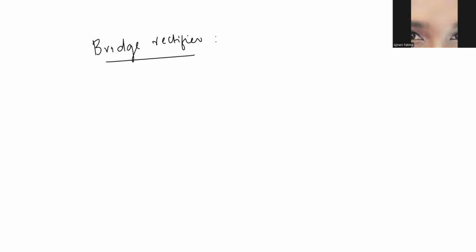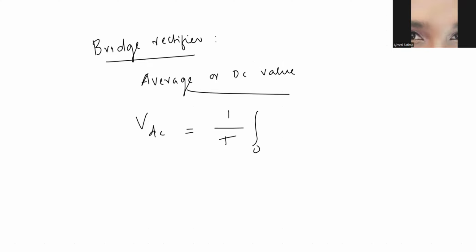So first we'll find average or DC value. How to find that? Basically, we have to find VDC or IDC. So let me just write VDC is equal to 1 by T integration 0 to T V naught of T dt. We know that V naught of T is Vm sine omega T, right?